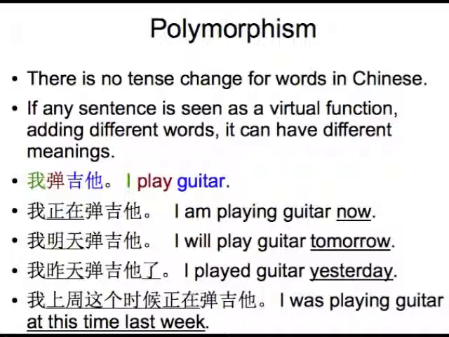If I want to say I will play guitar tomorrow, I can just add 明天 after 我. If I want to say I played guitar yesterday, I just add 昨天 after 我. If you want to say I was playing guitar at this time last week, you can say 我上周这个时候正在弹吉他. 上周 means last week. 这个时候 means at this time. So from these examples, we can see after adding different words behind the subject in a sentence for showing different time, we can get different tense sentences.